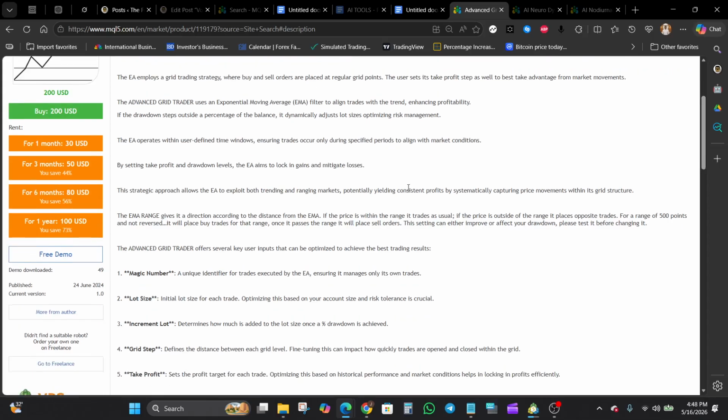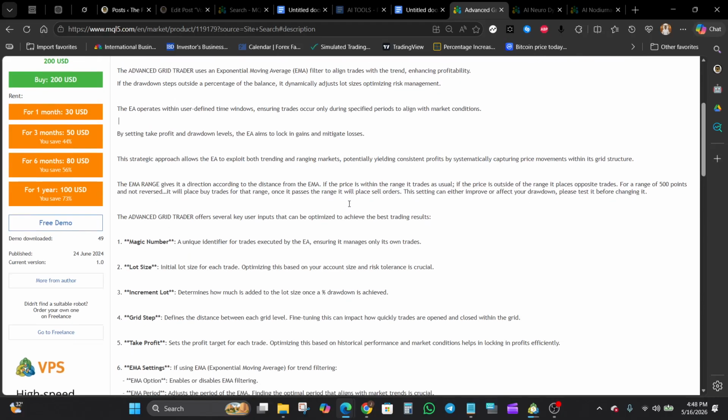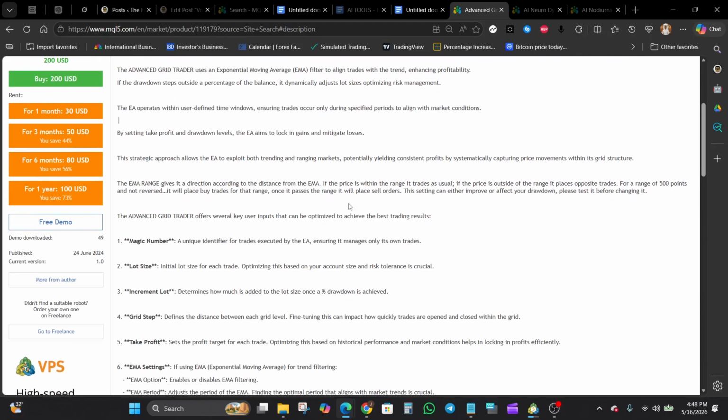Moving further down, I can see the EA uses an exponential moving average filter to help align trades with the broader market direction. Okay, and depending on the market structure, it can either follow the trend or even switch to reversed logic based on price positioning around the EMA range.